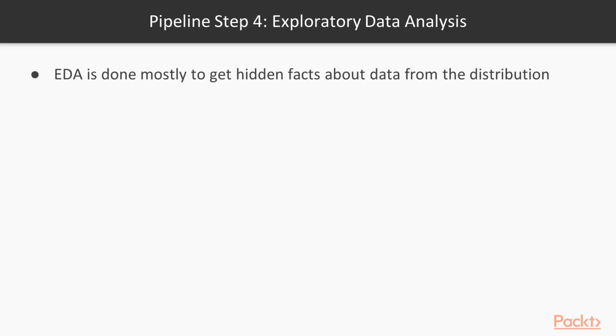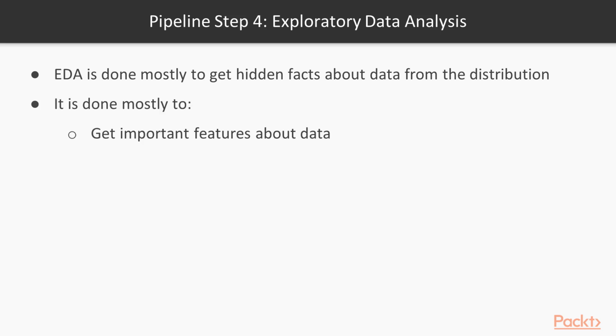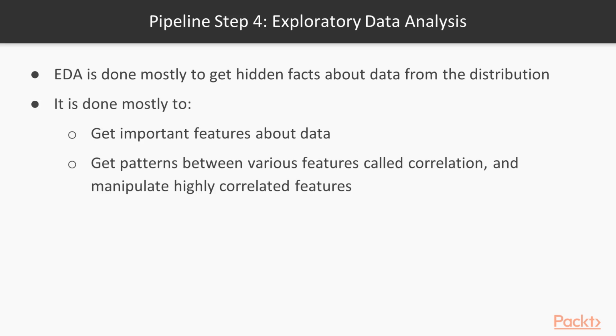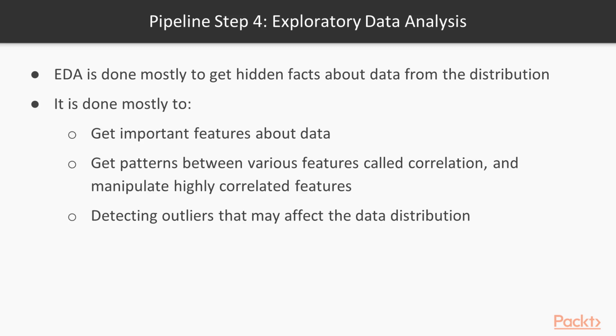Step 4 of the pipeline is exploratory data analysis. This is an important step to get insights about the data, to know about the hidden patterns in the data. In this step, we get to know the most important features about the data just by analyzing the features visually. Also, we get the correlation between the various features and patterns and manipulate highly correlated features. Also, we can drop less important features which may not contribute as much to the model and may not be good for the distribution.